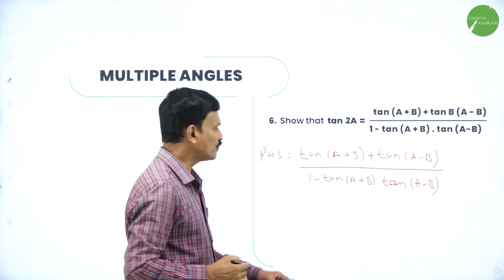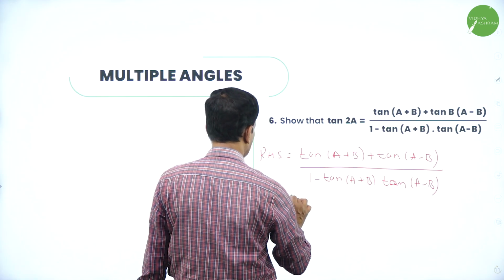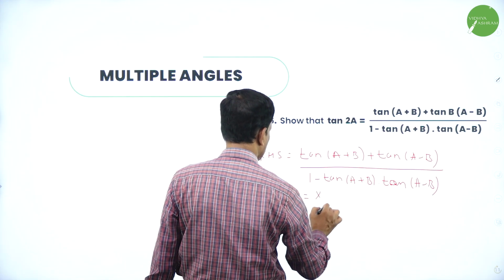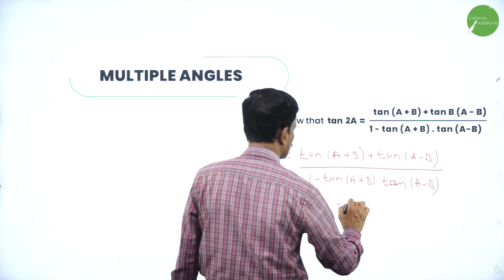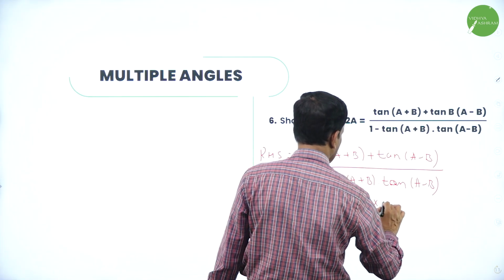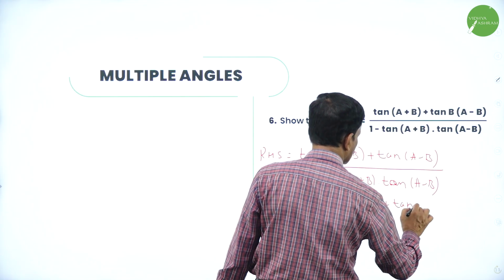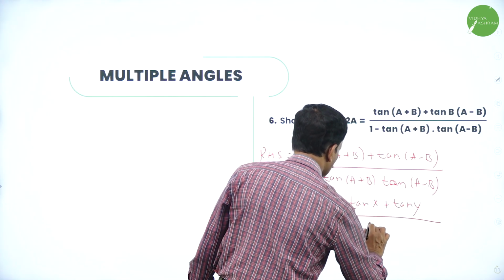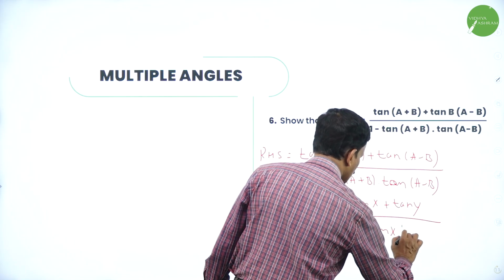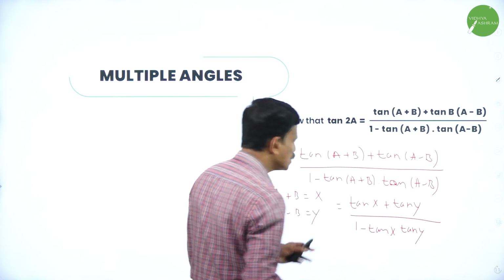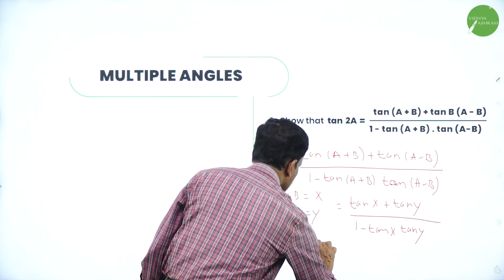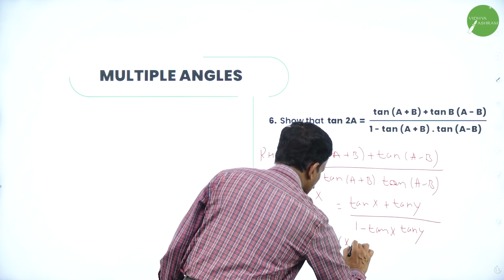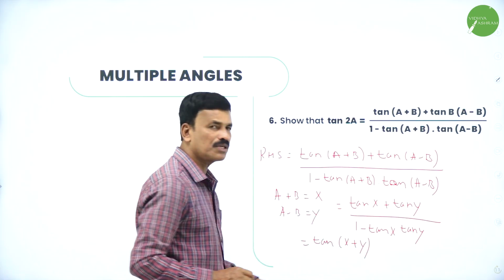Now, if you observe carefully, let us take a plus b is equal to X and a minus b is equal to Y. Then this reduces to tan X plus tan Y divided by 1 minus tan X into tan Y. This is the formula for tan a plus b. This can be written as tan of X plus Y. Right. What is tan X plus Y?